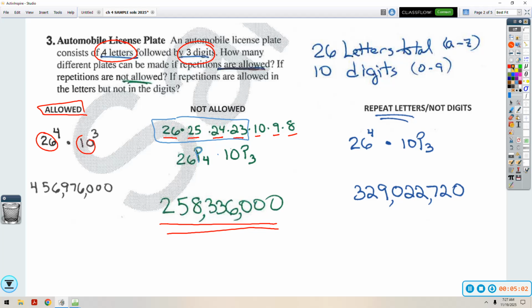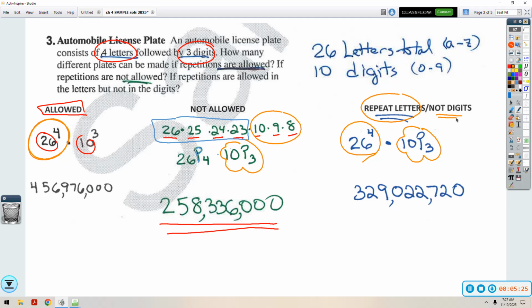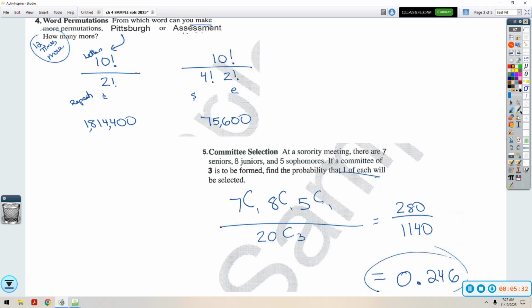Last but not least on this section, if they let me repeat the letters, that 26 to the fourth came directly from this 26 to the fourth because I'm allowed to repeat letters. The 10P3, the way I did it, comes directly from the 10P3 or the 10 times 9 times 8, however you want to do that, because I'm not allowed to repeat digits. And then you run the calculator. People did very, very well with this one.